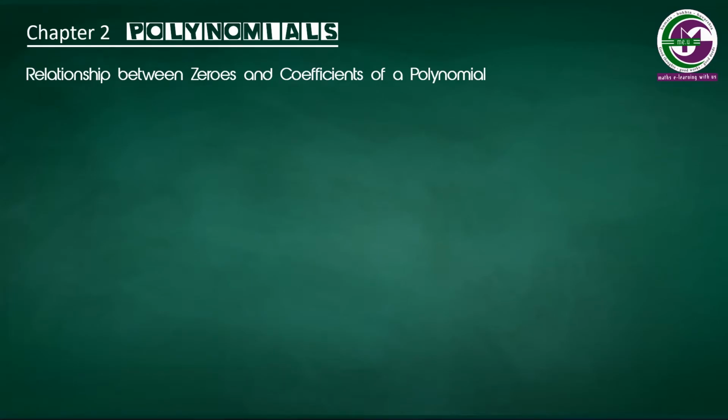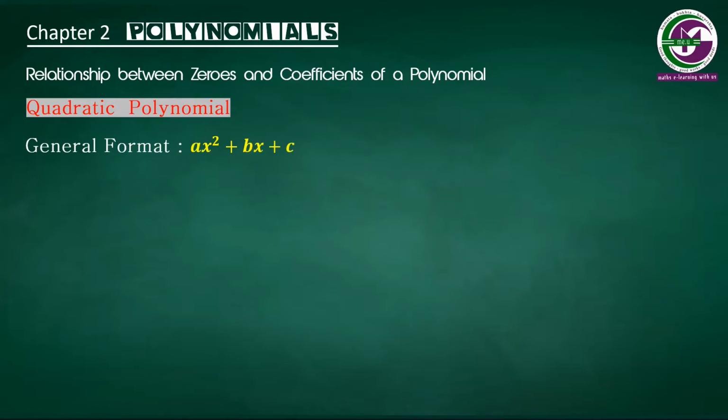Now, let's check the relationship between the zeros and coefficients of a quadratic polynomial. What is a quadratic polynomial? The quadratic polynomials are the polynomials when the degree of the polynomial is 2. The general format of a quadratic polynomial is ax square plus bx plus c.